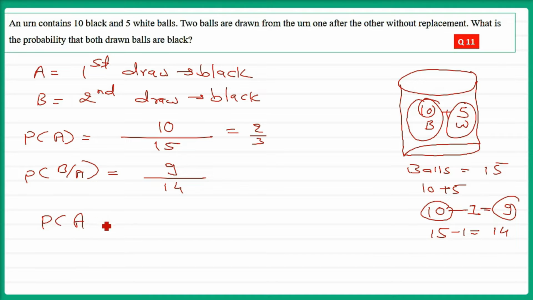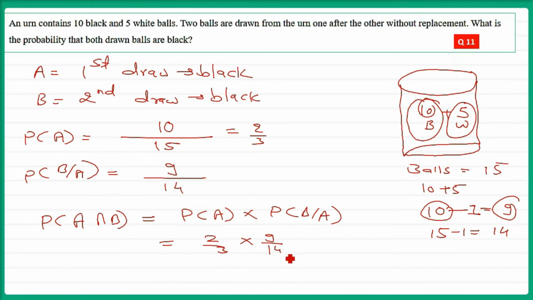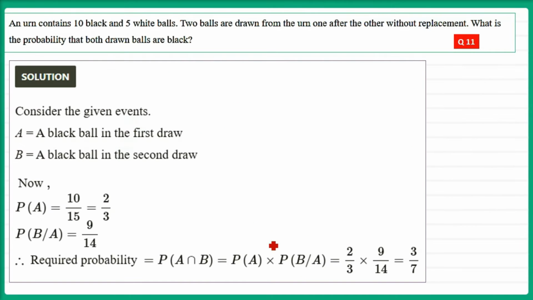So the probability of getting the first ball as black and the second also as black is P(A intersection B), and this will be 2 by 3 multiplied by 9 by 14. When you multiply, it will be 3 by 7. So this is how it will be done.